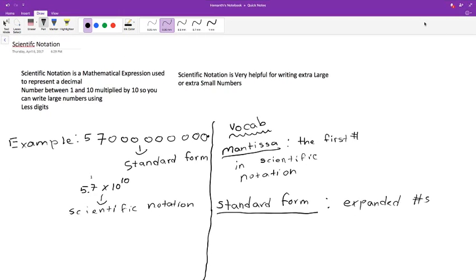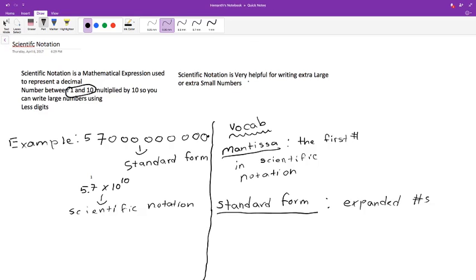Okay, before we get into the explanation, I would like to tell you the definition of scientific notation and show you some vocab that you will need to learn today. Scientific notation is a mathematical expression used to represent a decimal number between 1 and 10, emphasizing 1 and 10 here, multiplied by 10 so you can write large numbers using less digits. It's very helpful for writing extra large or extra small numbers.